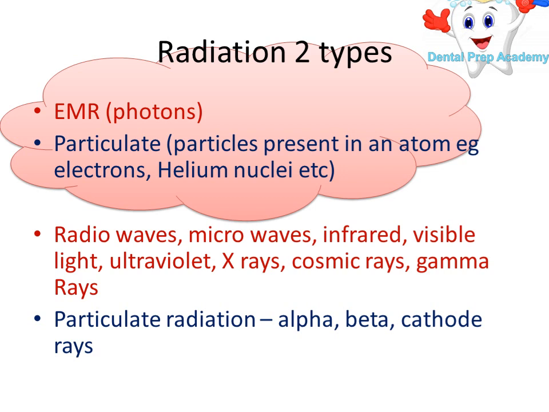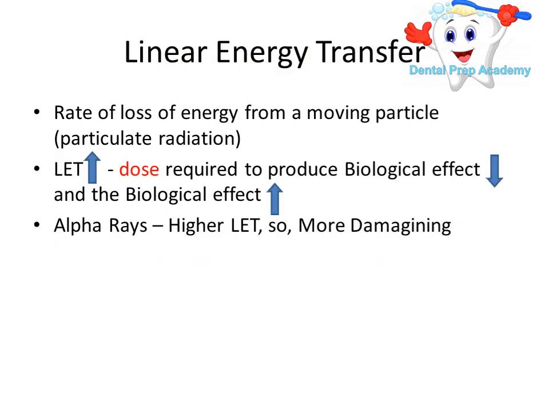And EMR we have already discussed: radio waves, microwaves, infrared, visible light, ultraviolet, X-rays, cosmic rays, and highest energy gamma rays. Now, what is the meaning of linear energy transfer? It is the rate of loss of energy from a moving particle, which happens in case of particulate radiation.